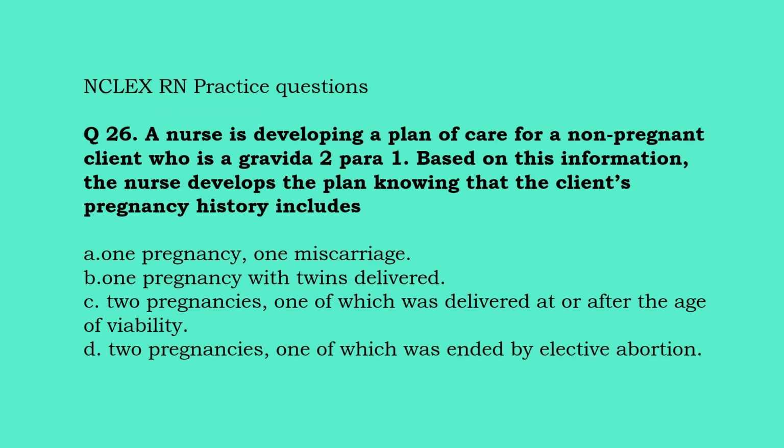NCLEX-RN Daily Practice Questions. Question 26. A nurse is developing a plan of care for a non-pregnant client who is a gravida 2 para 1. Based on this information, the nurse develops the plan knowing that the client's pregnancy history includes: A. 1 pregnancy, 1 miscarriage. B. 1 pregnancy with twins delivered. C. 2 pregnancies, 1 of which was delivered at or after the age of viability. D. 2 pregnancies, 1 of which was ended by elective abortion.